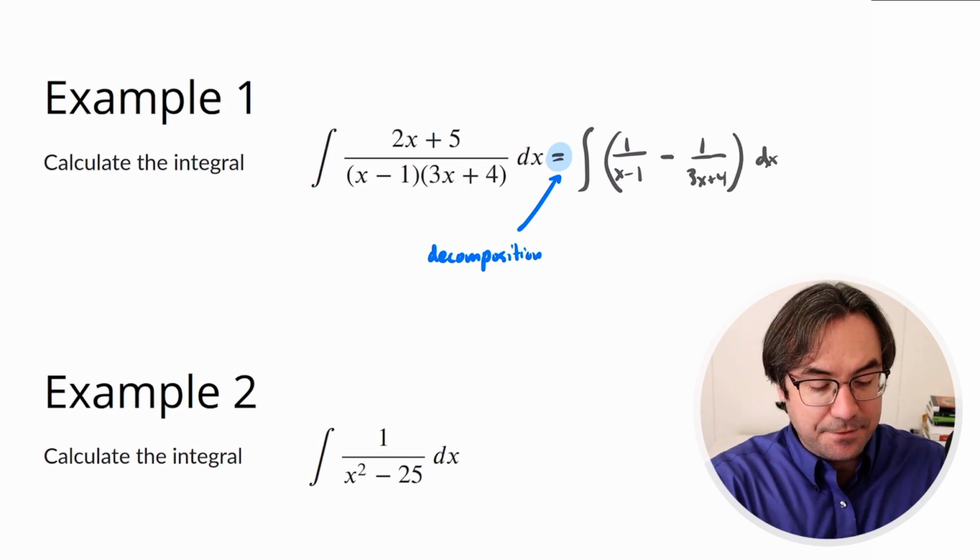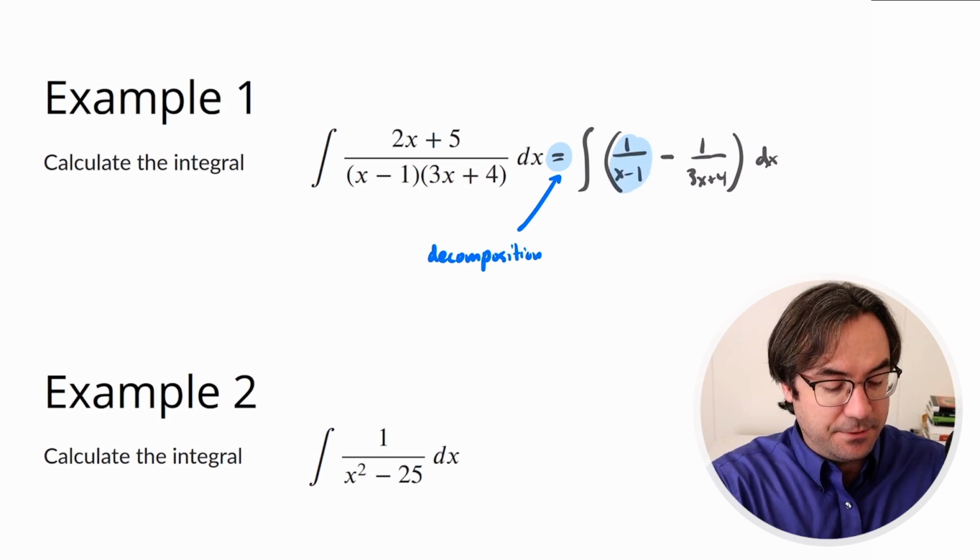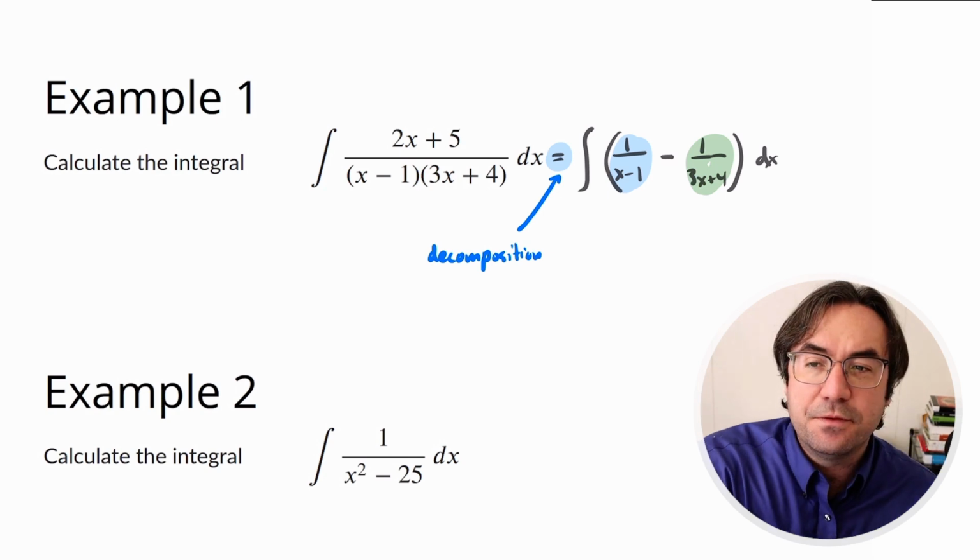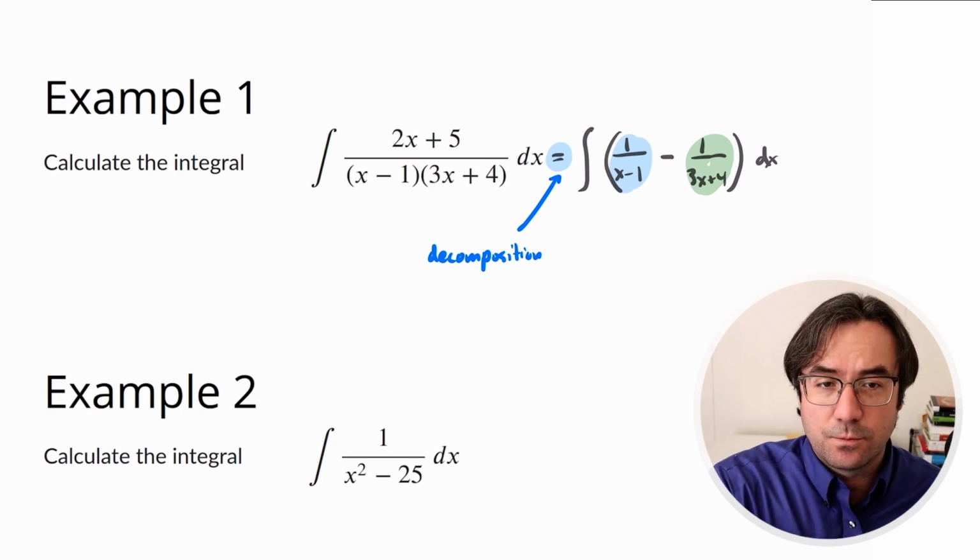All right, so what do we have? We've got two separate fractions now. And both of these are k-form log rules.